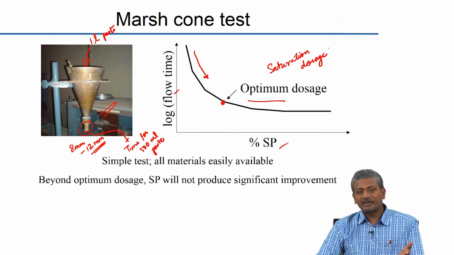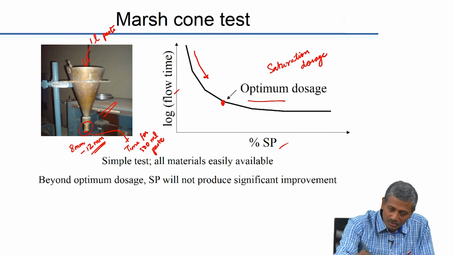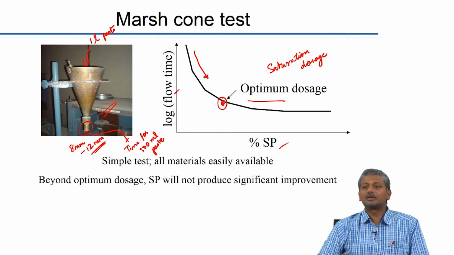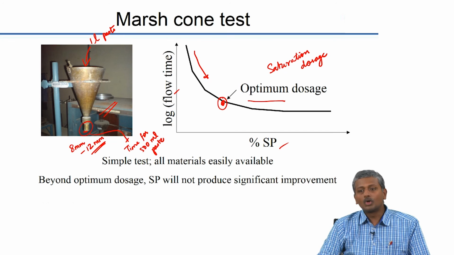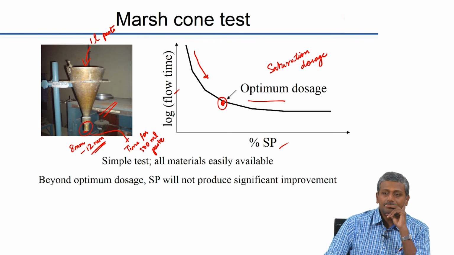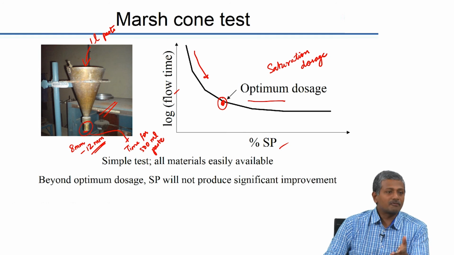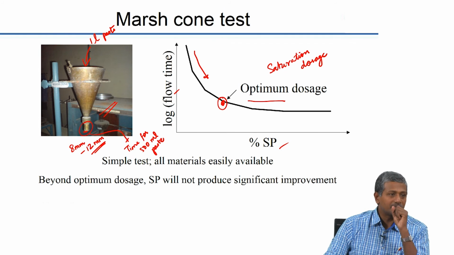Now, what if I take this to concrete? If I check this optimum dosage that I have determined from this Marsh Cone test, and I use the same dosage in concrete, what do you expect will happen? What are the other components apart from the paste in concrete? I have aggregate. So, if I have aggregate also, what is going to happen?